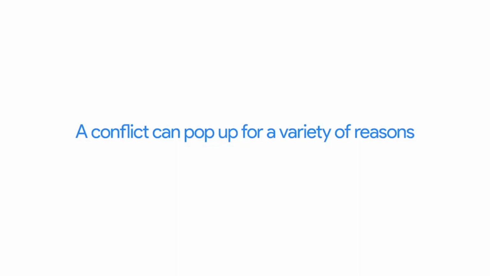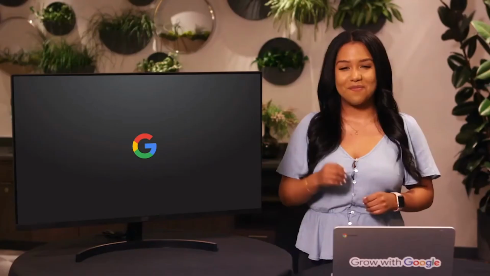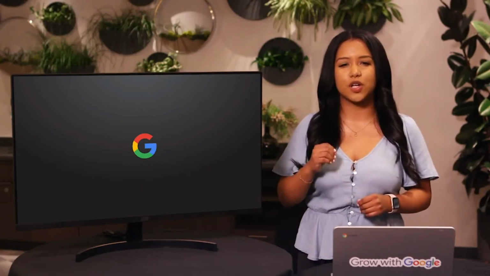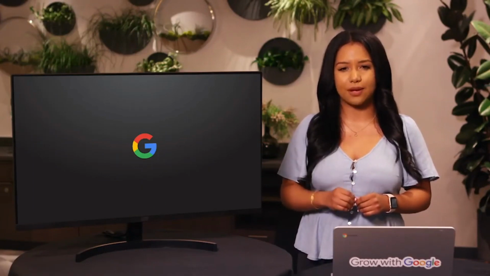A conflict can pop up for a variety of reasons. Maybe a stakeholder misunderstood the possible outcomes for your project. Maybe you and your team member have very different work styles. Or maybe an important deadline is approaching and people are on edge. Mismatched expectations and miscommunications are some of the most common reasons conflicts happen.